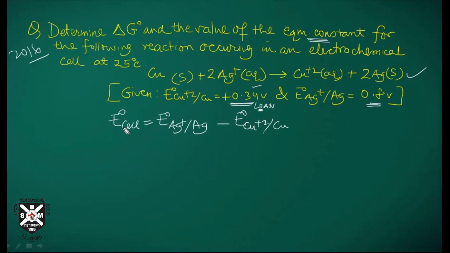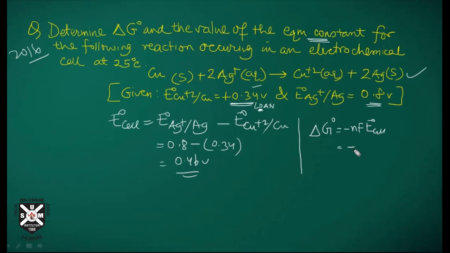So to get E naught of cell or standard EMF of cell, you will be subtracting anode from cathode. Higher minus lower. 0.8 minus 0.34. Now it will be 0.46 volt. So this is the standard EMF of cell. Now we have been asked to calculate delta G naught, which is equal to minus nFE naught cell. How many electrons have been exchanged? 2. F is 96500 into E naught of cell, 0.46. You can calculate easily with the help of a calculator. It is 88780. Remember, the unit will be joule because it's energy.